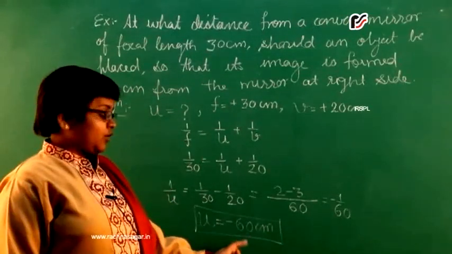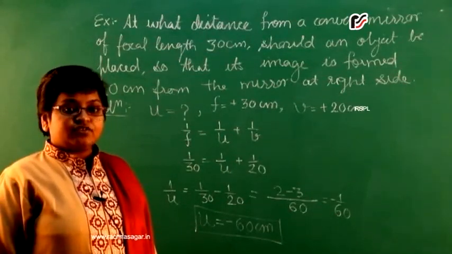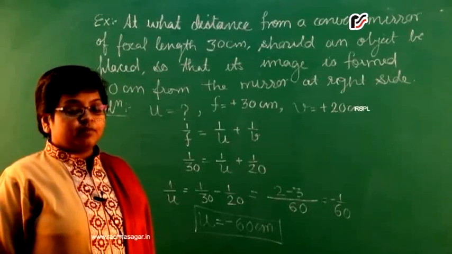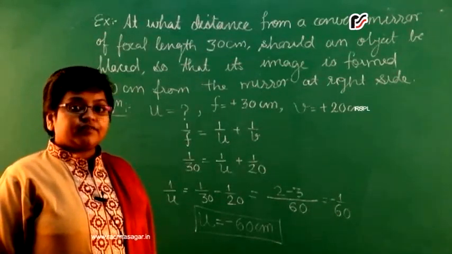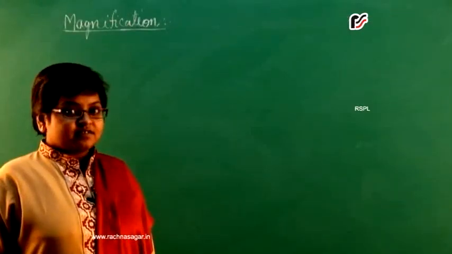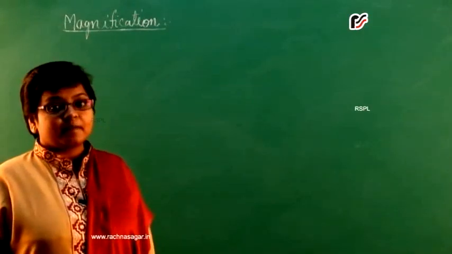That is, the value of u is minus 60. The negative sign shows that the object should be placed at a distance of 60 cm in front of the mirror. Let us discuss the magnification produced by the spherical mirror.